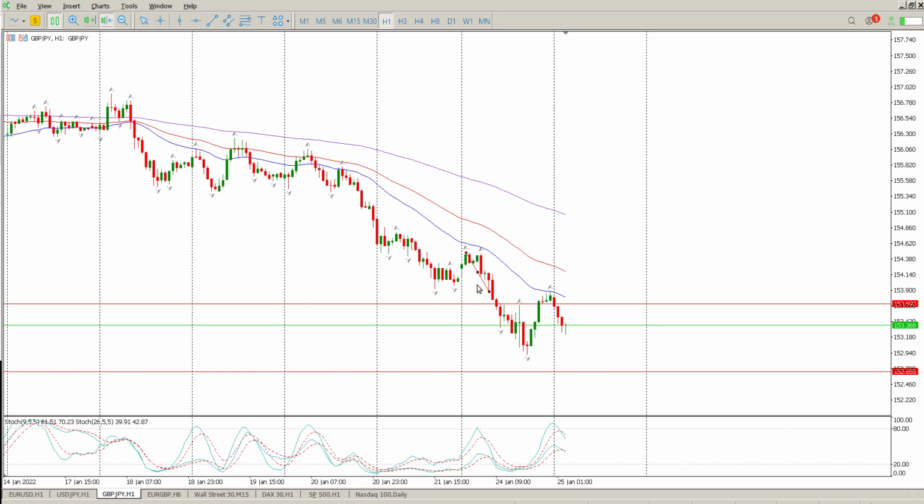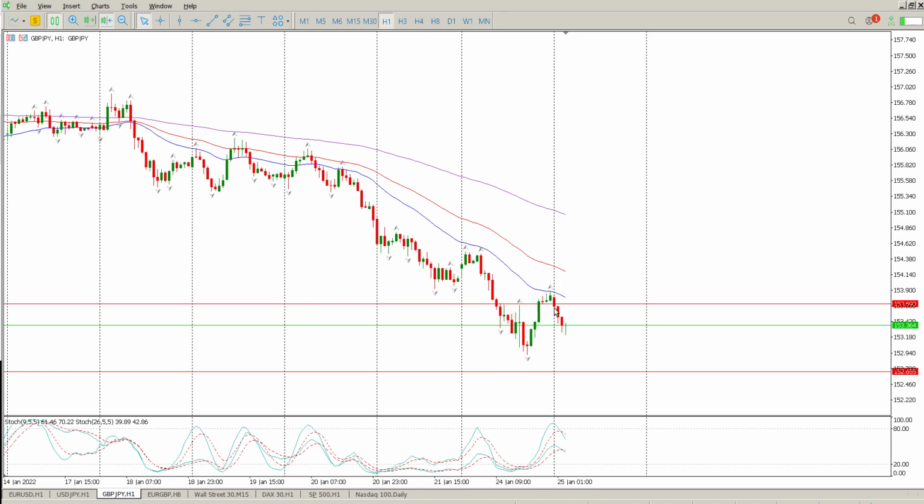We've got a break of that structure to the downside and right into the range. So you can see that's where the profit taking started happening. So the London breakout strategy definitely was a good one here, and the day before and the day before.